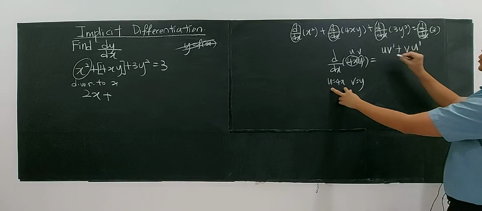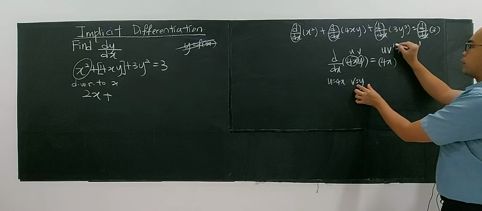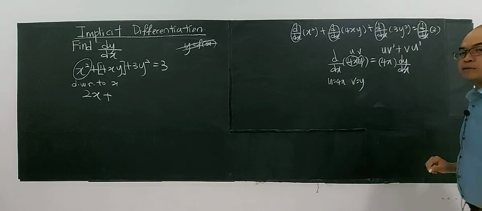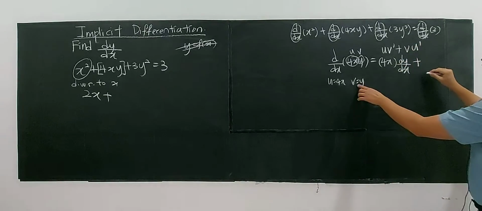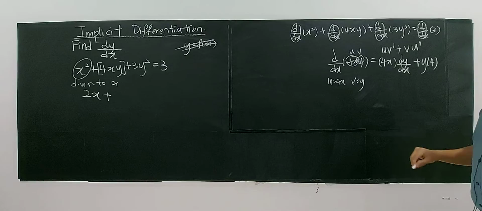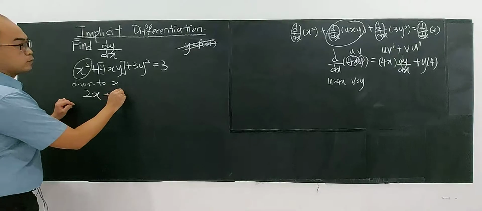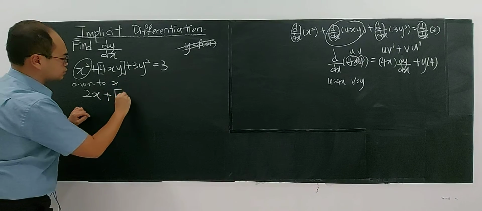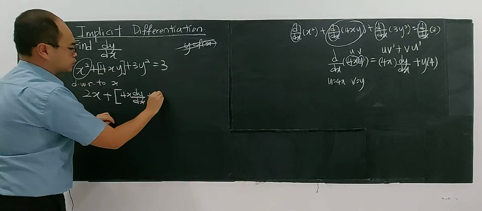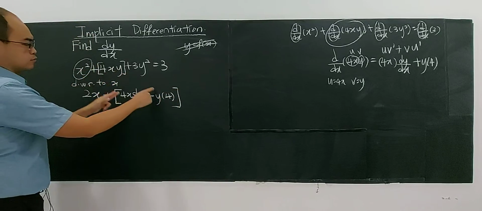Your u stays, and differentiate v prime, differentiating y, you have dy dx. Remember that? Plus v, which is y, times differentiating 4x, u prime, so you get 4. For this part, we can directly write 4x dy dx plus y times 4. So we have differentiated this, right?